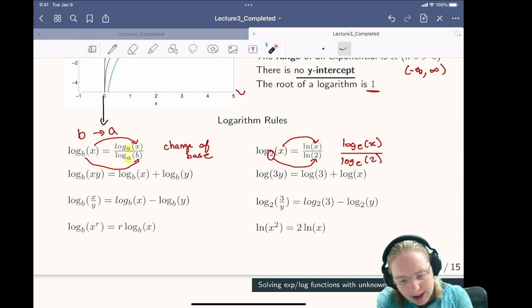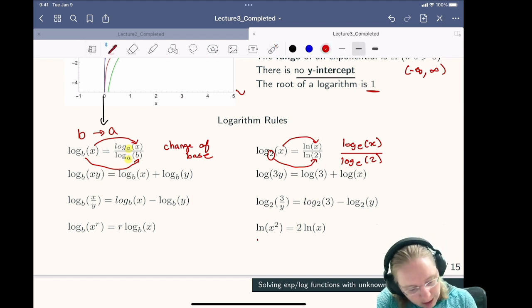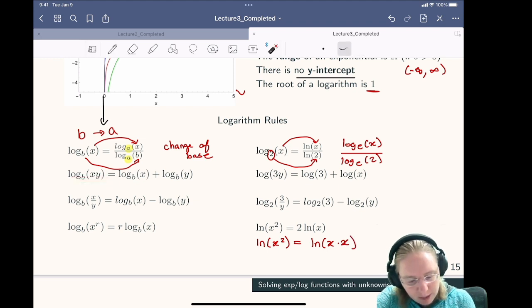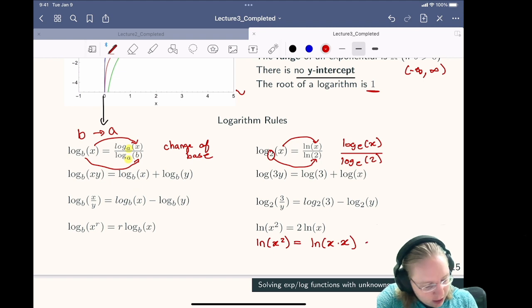Why does this make sense? Well, we have that we could have ln of x squared. Another way of writing this is ln of x times x. We know here that if we have a product, we can write that as a sum. So this is equal to the natural log of x plus the natural log of x. And so we could simplify this to just simply have 2 times the natural log of x.